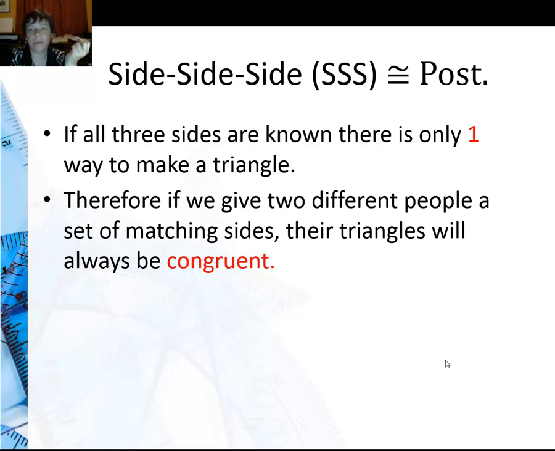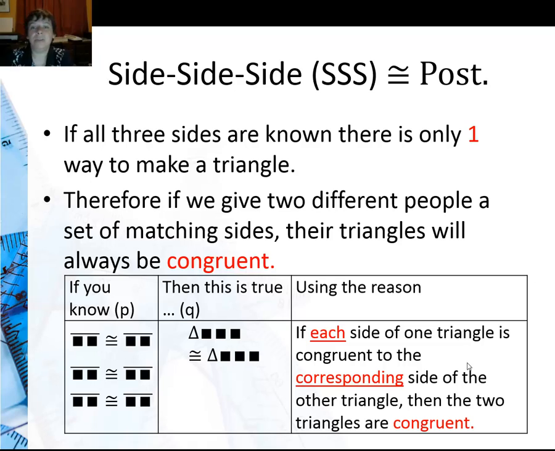make the triangle, which means if we're giving 2 different people a set of matching sides, their triangles will always be congruent. So the way I like to write this is if you know one segment's congruent to another and the other one's congruent and then the other ones are congruent. So these are showing 3 segments are congruent. Then you know both triangles are congruent, using the reason: if each side of one triangle is congruent to the corresponding side of the other triangle, then the 2 triangles are congruent.